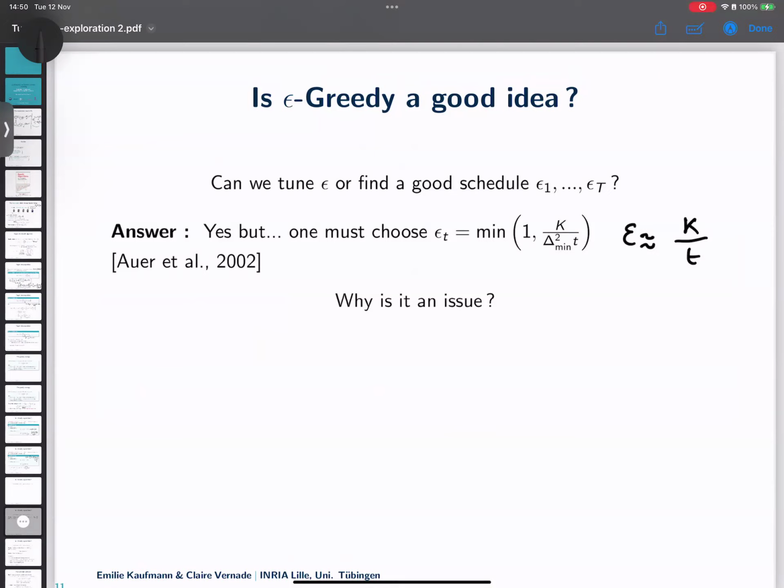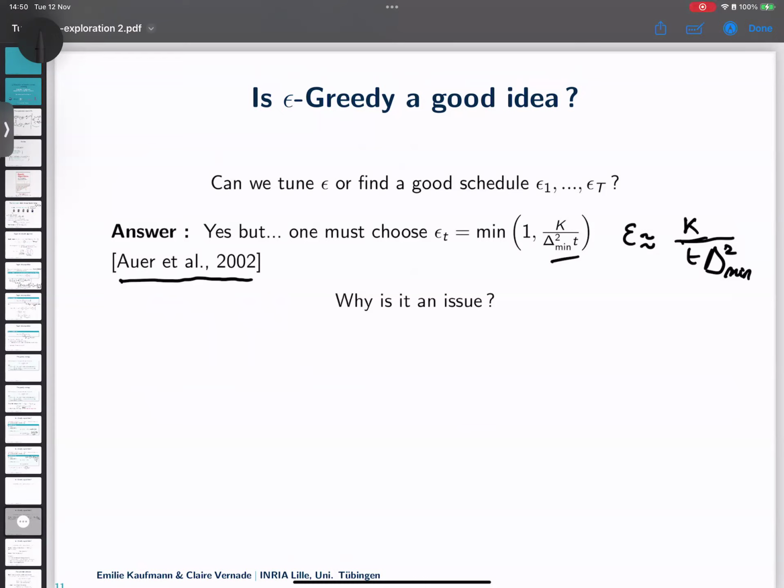The problem is that to tune this schedule correctly, it's not exactly k over t that you need to obtain the bounded regret. It's k over delta min squared. This result comes from this paper. I'm not going to do the proof today because the proof is a little involved. I think that will probably kill us at this time of the day after lunch. So let's not do this.